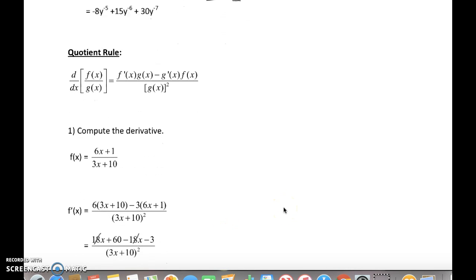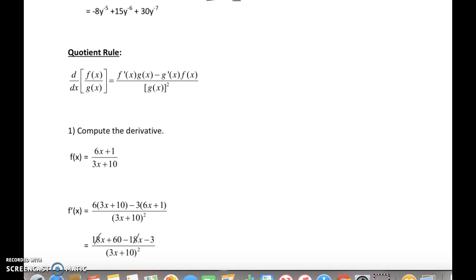And we're going to go ahead and take the derivative of the top. So the derivative of 6x plus 1 is 6, times the bottom, minus the derivative of the bottom, which is just 3, times f of x, which is 6x plus 1, divided by the denominator 3x plus 10, quantity squared.